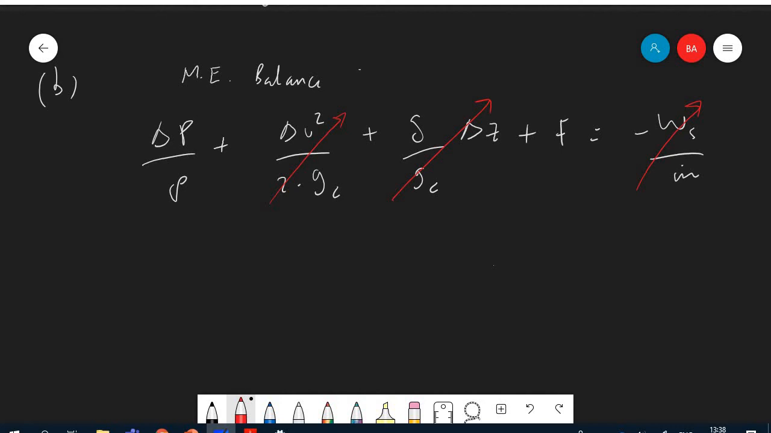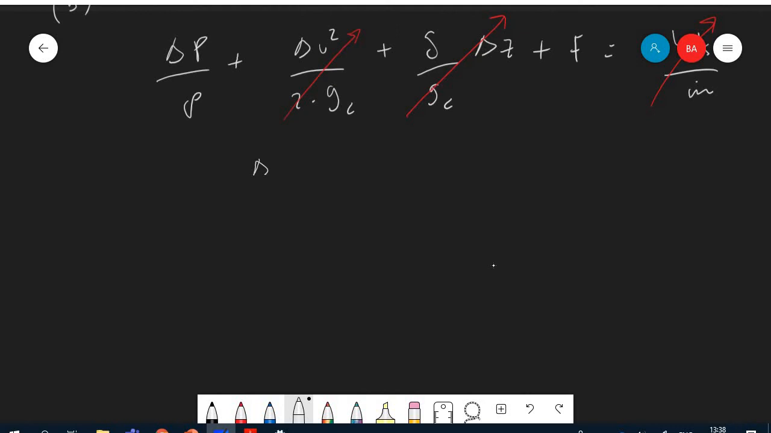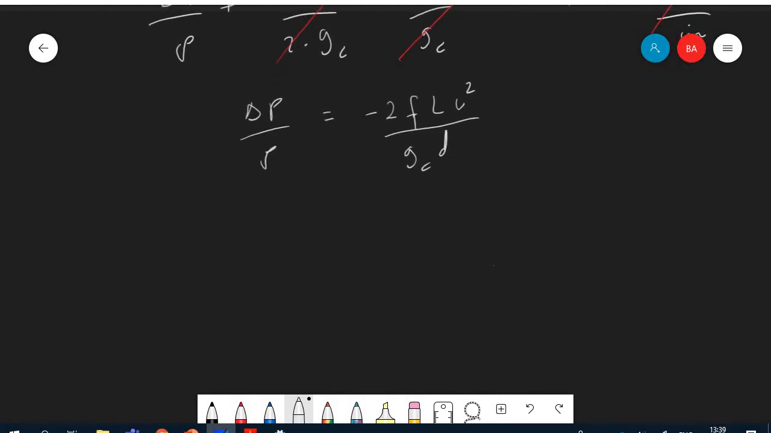It's liquid, it's not pressurized. I mean, it's liquid, that's why it's incompressible. I don't have a pump on one side that I want to see. So delta u is equal to 0. So my system will be shortened down to delta P over rho is equal to minus f, which is minus 2f L u square over gc D. Okay, and if I want to know how much delta P I have here, I will need all the values.